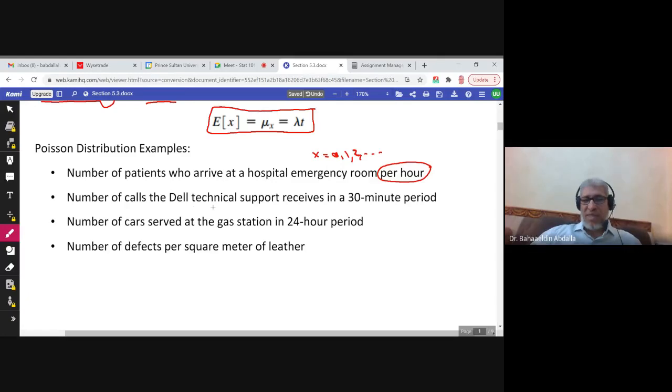Number of calls the Dell technical support receives in a 30-minute period. This is the segment, and he is counting the number of calls. He could receive 0 calls, 1, 2, 3, 4. We don't know, it continues. Number of cars served at the gas station in a 24-hour period. This is the segment. Number of defects per square meter of leather. So the square meter is the segment here. All of these are examples of the Poisson distribution.